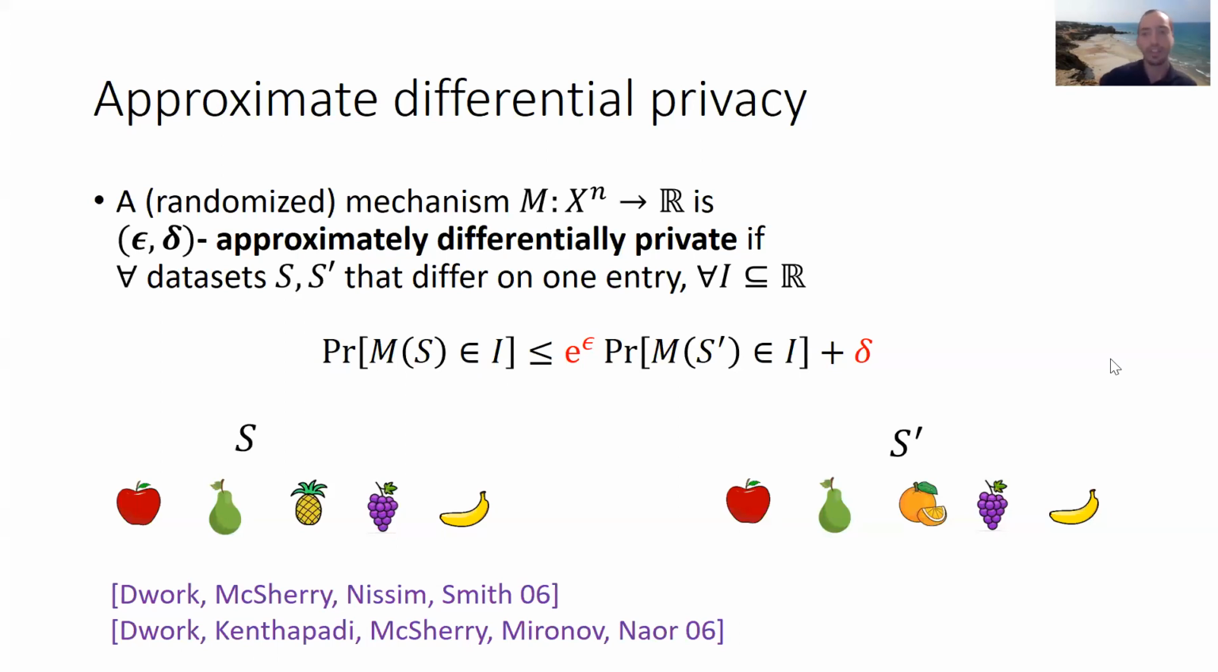The formal definition requires that for each subset of the possible outputs, and for any two data sets that differ in one entry, the probability that the output lies in this set, given the first data set S, is bounded by e to the epsilon times the probability that the output lies in this set, given the second data set, S prime, plus delta. So delta is a relaxing parameter. And if you set delta equal to zero, then you have the previous definition of pure privacy. By the way, feel free to stop me at any point.